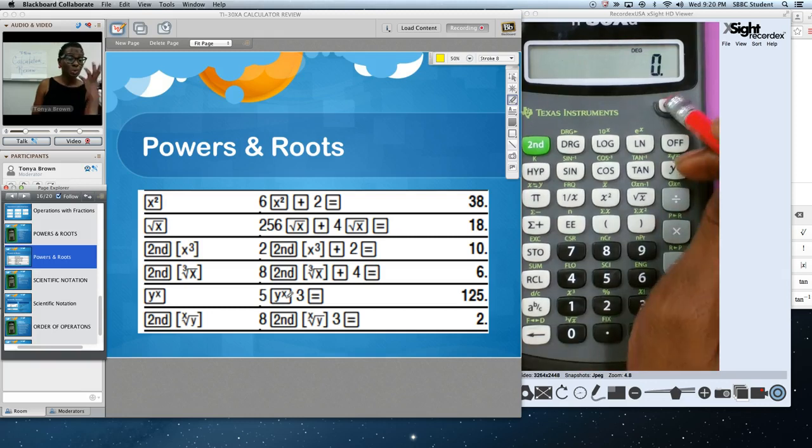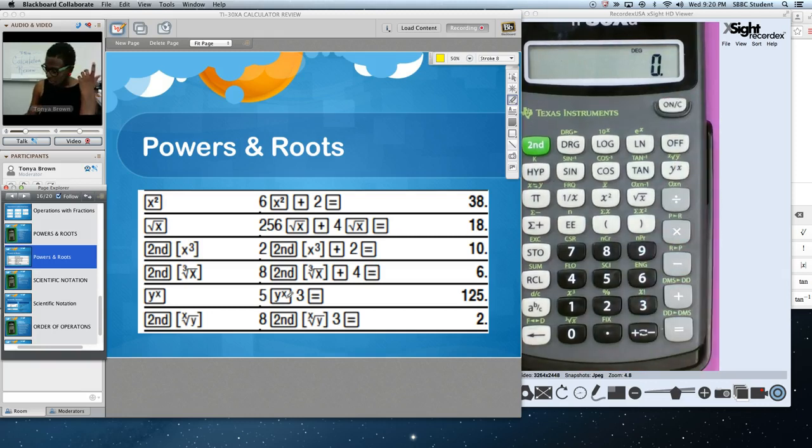All right. So what is the 3rd root of 125? What is the cube root of 125? How do we do that? We enter 125. Then we press the 2nd key because we want to access the Y to the X key, and then we're going to press enter. And what do we get? We get 5, because 5 times 5 times 5 is 125.